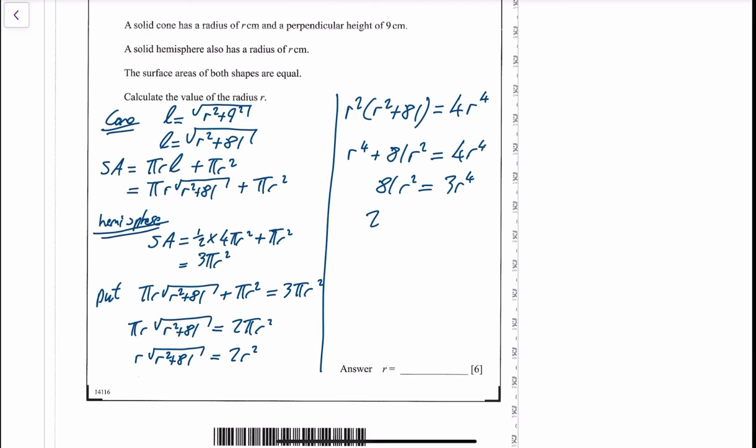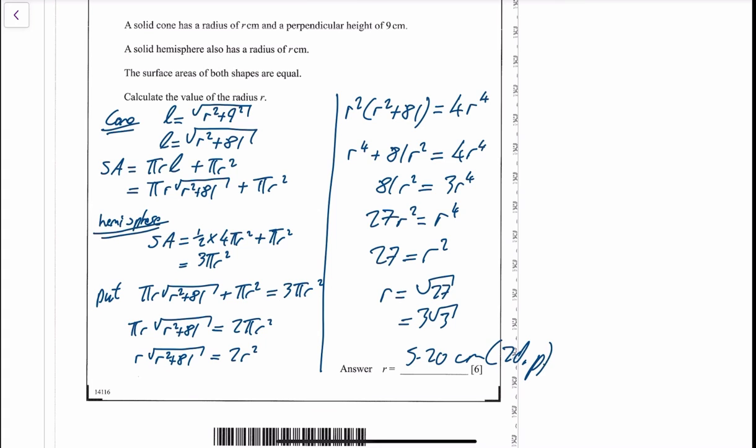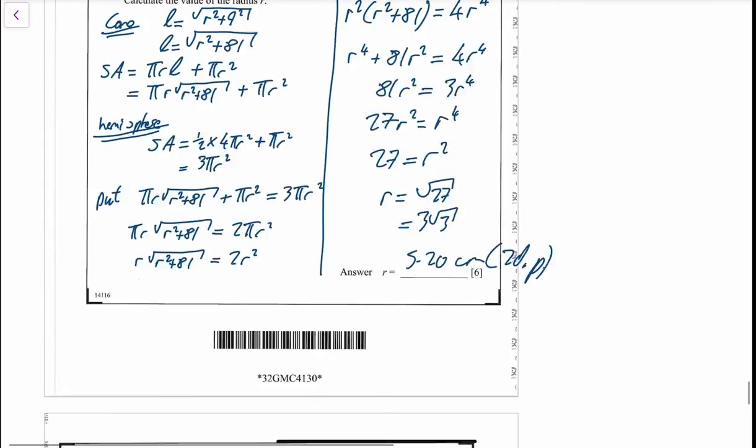And then divide through by 3. You'll have 27r squared is equal to r to the 4, which means 27 is equal to r squared, which means r is equal to the square root of 27, which is 3 root 3, or 5.20 centimeters to 2 decimal places. And that is us done.